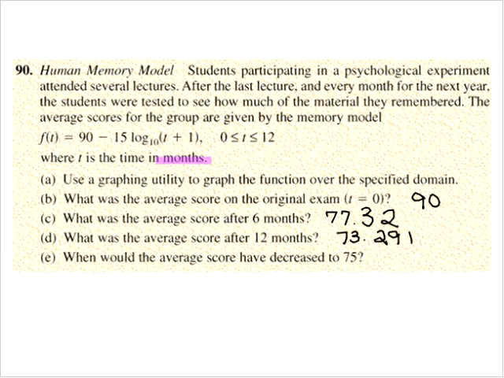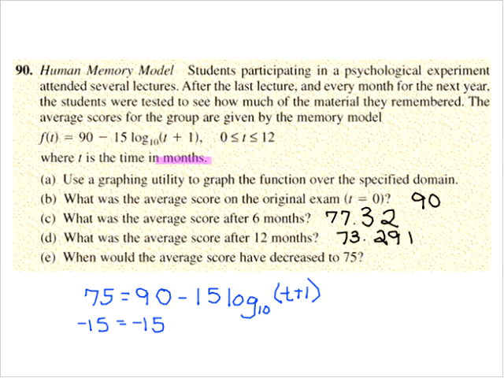And then the last one, when would the average score have decreased to 75? Now this is where we're actually going to have to solve. We plug 75 in for f of t, and now we need to actually solve for t. So I'm going to start by subtracting 90 from both sides to get the following. Divide each side by negative 15.